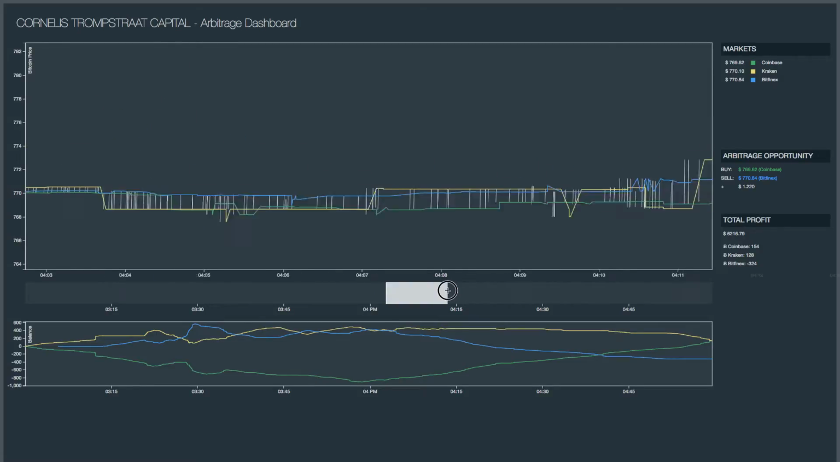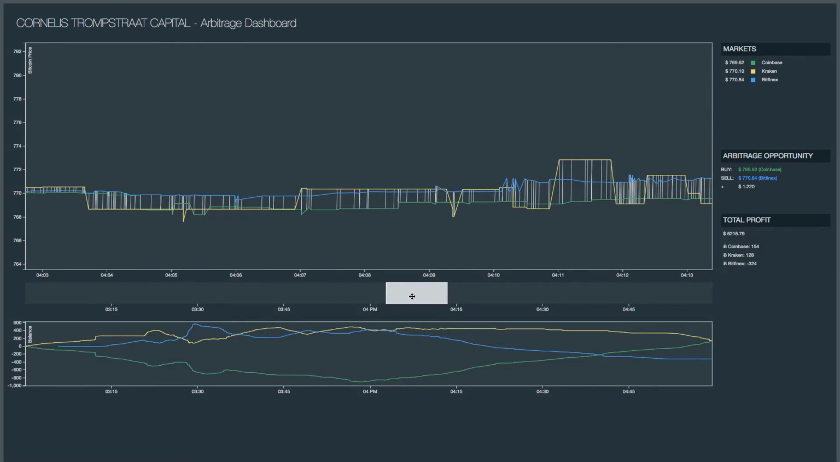I can click and drag my mouse to zoom in and select a certain time range only. In this case, between 4 p.m. and 4:15, somewhere around that. So it would zoom in and we see those lines in more detail, which again are the trades that happened in the past. In fact, it's not our trades, but the trades from some users. So we see quite nicely where we could have bought and sold, and again it would update our arbitrage opportunity, but this time in a more detailed range.